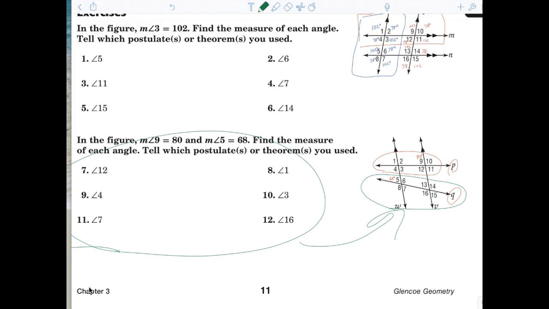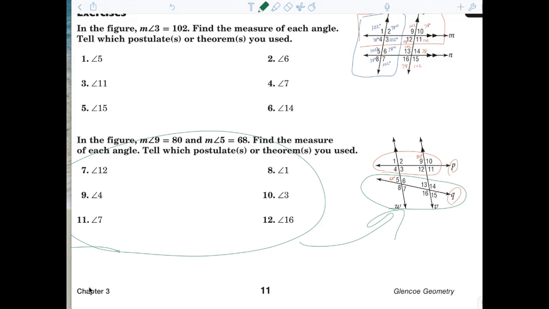Does that make sense? Now, to prove the other ones, alternate interior angles are congruent, we can prove that. Alternate exterior angles, we can prove. Consecutive interior, we can prove are supplementary. However, how do you think we prove that they're congruent? We use the fact that we know corresponding angles are congruent.